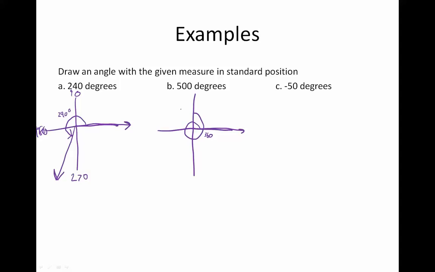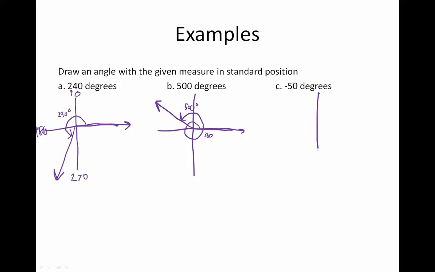I need to go a little bit further to get to 500. There's 50 more degrees there, which is slightly more than half. So we go to about there. And that angle is 500 degrees. It's a full rotation plus 90 plus 50. So a 500-degree angle measure.